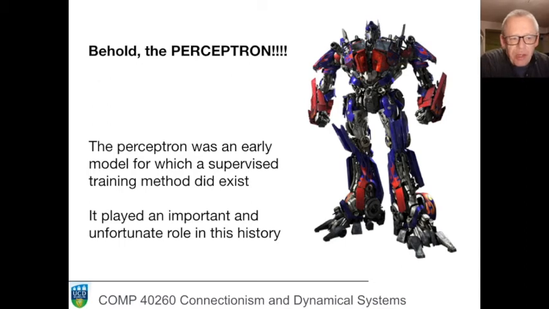We turn now to a very important model that played a seminal role in the history of connectionism, and that's the perceptron. It looks nothing like the illustration, unfortunately, that has a great name. This was an early model developed in the 1960s, and a supervised training method did exist for this. So given a desired mapping from input patterns to output patterns, there was an algorithm for finding the appropriate weights to implement that mapping if it existed.